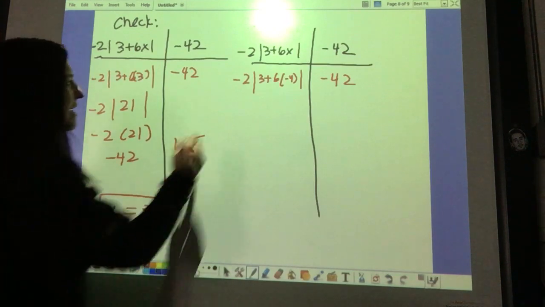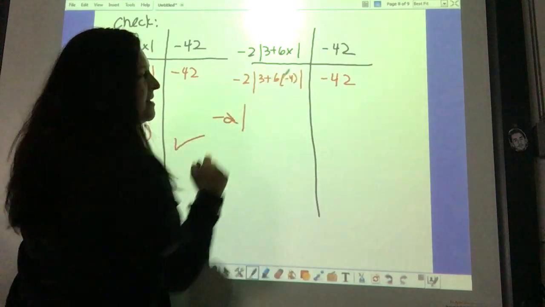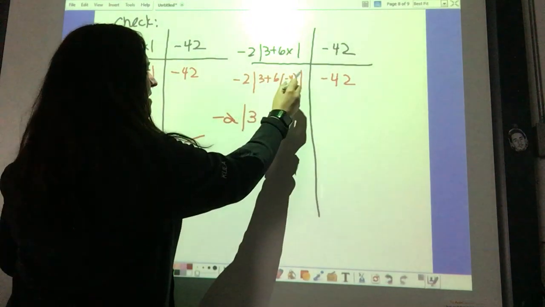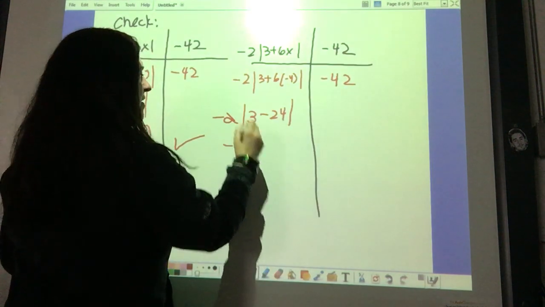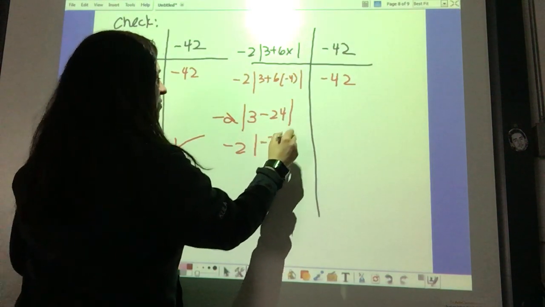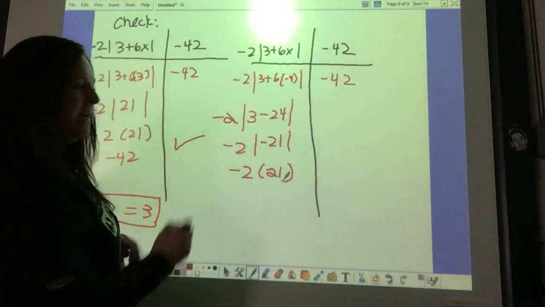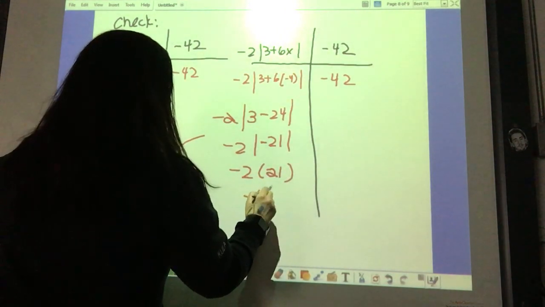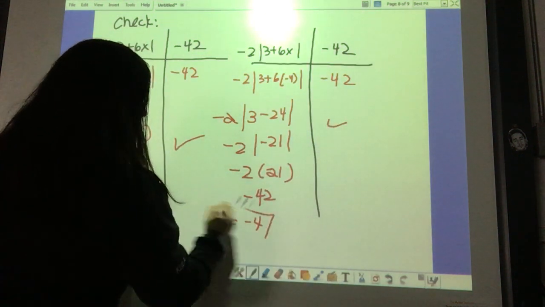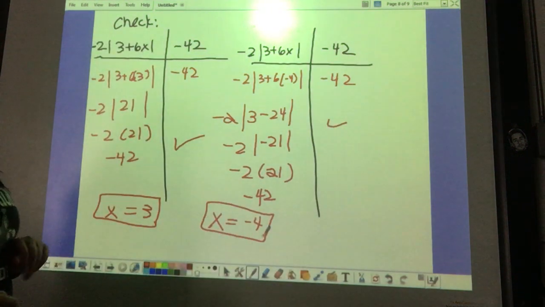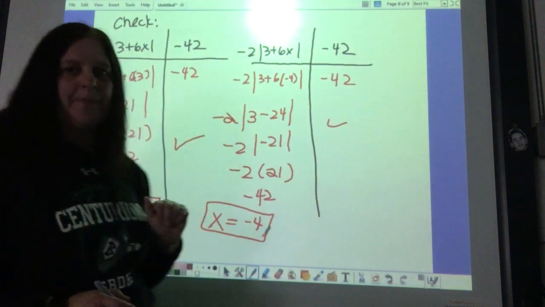What about on this side? Negative 4 times 6 is negative 24. 3 minus 24 is minus 21. The absolute value of minus 21 is positive 21, but negative 2 times 21 is negative 42. So yep, that works. So for this one, we keep both. There's no extraneous roots. But I showed you that example to show how you deal with it if you have a number in front of the absolute value.